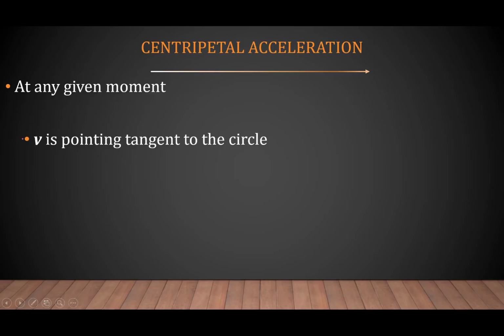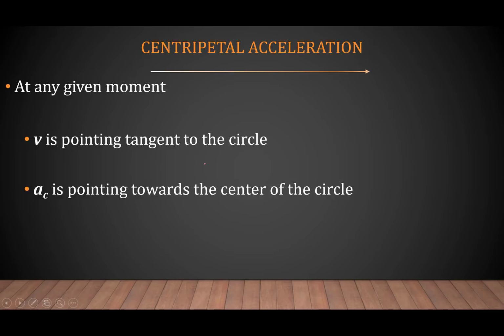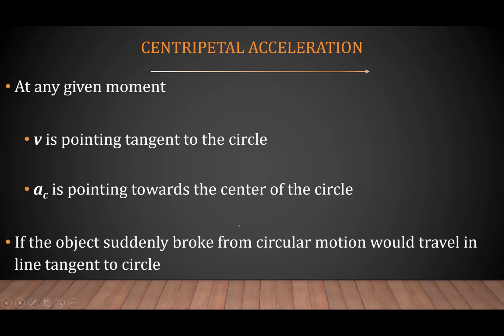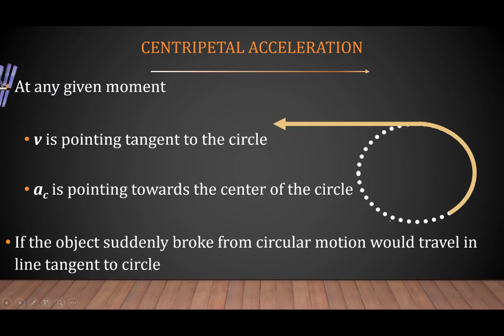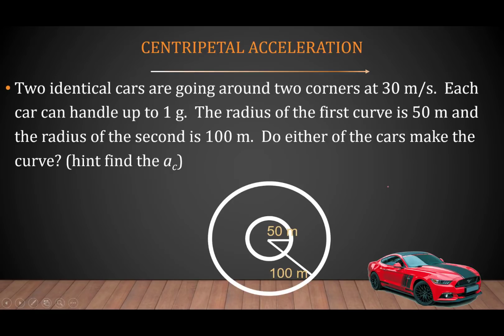So at any given moment, our velocity is pointing tangent to the circle, and our centripetal acceleration is pointing towards the center of the circle. If the object suddenly broke from circular motion, it would travel in a line tangent to the circle. That is, if we removed the force, or if we stopped the acceleration that was pulling towards the center, it would just go off in a straight line. Just like that.